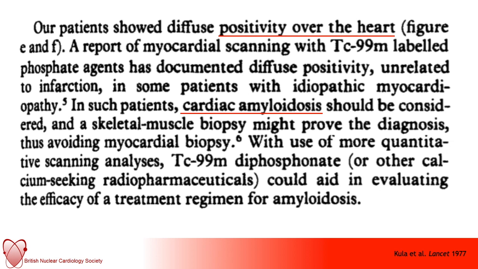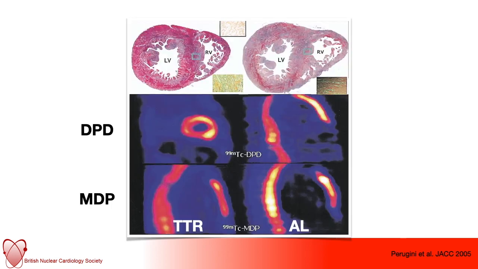So we knew about this in 1977, but unfortunately it took until colleagues in Italy in 2005, Perugini and colleagues, who looked at only small numbers, 5 patients with ATTR and 10 patients with AL, echo as the reference standard in these patients, and looked at bone scintigraphy, or particularly DPD scintigraphy, and found that all of the patients with TTR had some degree of cardiac uptake on DPD, and in fact none of the patients with AL had any degree of cardiac uptake, and hopefully you can see that there.